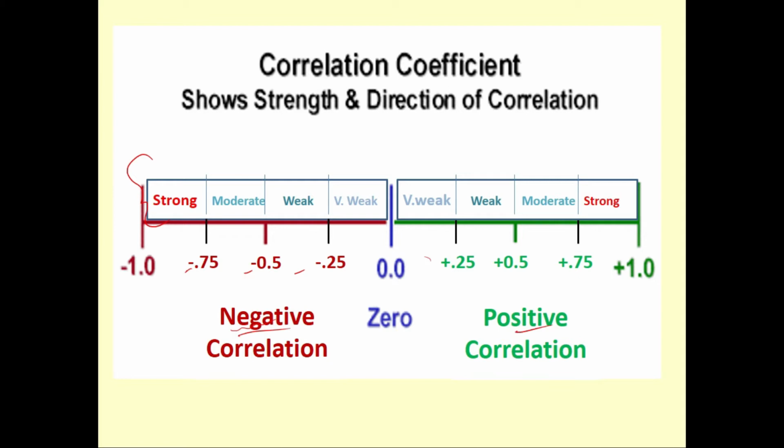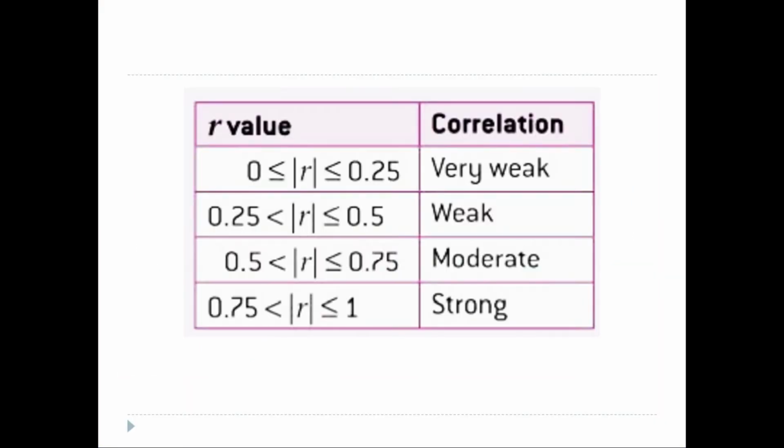Now you may have a doubt: what if it's exactly 0.5 or exactly 0.75? To clarify that, I have this. If it's 0.25, you call it very weak. If it's 0.5, it's weak. 0.75 falls in the moderate category, and above which is strong. So you have to memorize these values so that once you get your correlation coefficient from the GDC, you should be able to use these terms to define your answer.